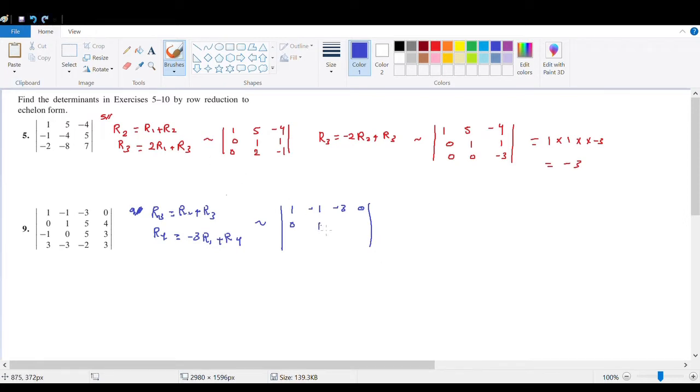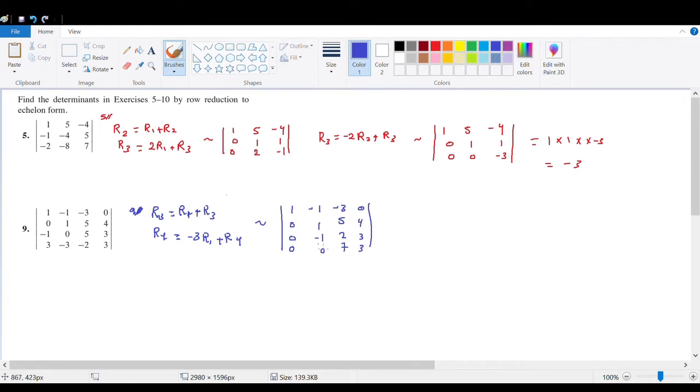Sorry, 1, 5, 4. Then if we add row 1 plus row 3, this one is 1. So row 1 plus row 3 is 0, then minus 1, then 2, then 3. Then minus 3 row 1 plus row 4: minus 3 plus 3 is 0. Then minus 3 with minus 1 will be 3, 3 minus 3 is 0. Then minus 3 with minus 3 is 9, and 9 minus 2 is 7. Then minus 3 with 0, then we add 3. So now we have here a pivot.